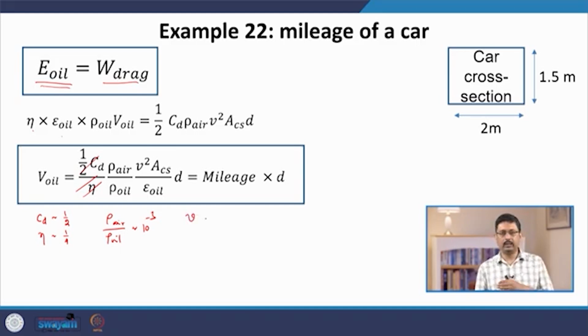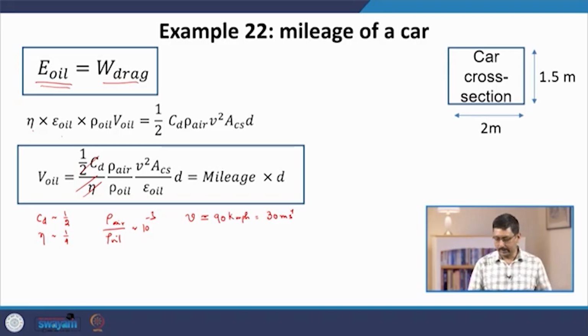We are going to assume that the car is moving on a highway. So, let us assume that the speed of the car is about 90 kilometer per hour, which is about 30 meter per second. That will make our calculation easy.